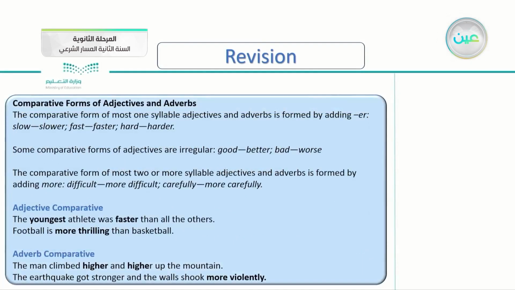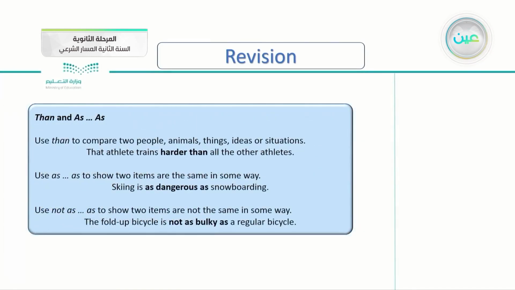And also, we took the comparative forms of adjectives and adverbs. If it's one-syllable adjectives, we just add er. If it's 2 or more, we add more. For example, more carefully, more difficult, and so on. And we have some irregularities here. For example, good becomes better, bad becomes worse. We also took than and as.